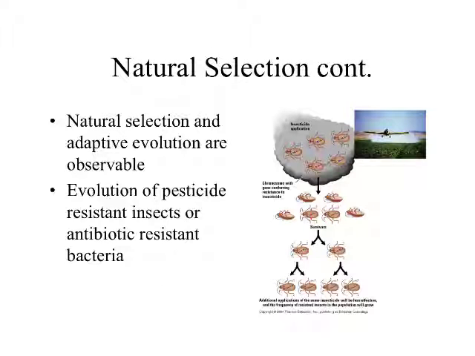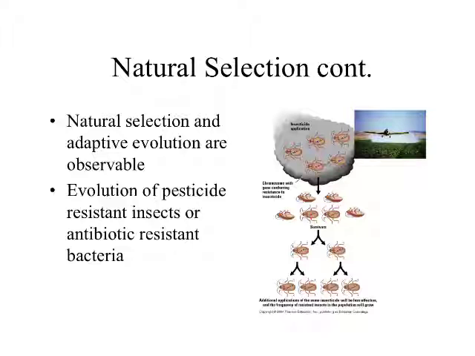Now, scientists have come to this conclusion of natural selection because they've been able to observe it. One example is the evolution of pesticide-resistant insects. Back in the day, we used chemicals in order to kill the bugs in crops. Those bugs have now adapted to the insecticide and have been able to adapt their bodies to withstand it. And that adaptation is passed on generation after generation after generation. And now we get insecticide-resistant bugs.